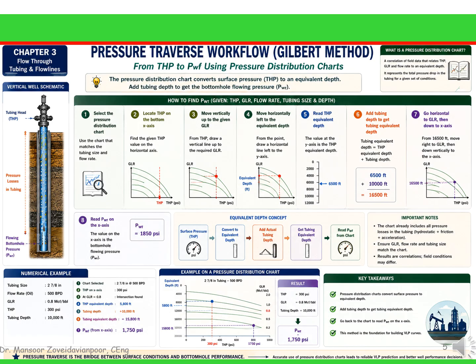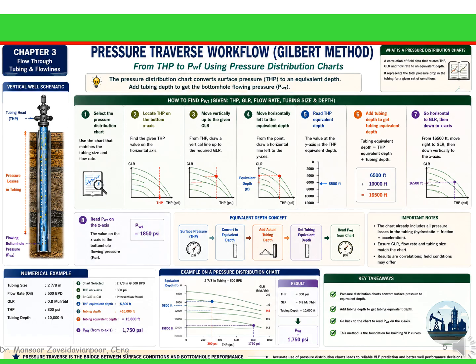Notice what we are doing. We are not solving the entire well in one calculation. We are building the pressure profile progressively, allowing the pressure to change as the fluid conditions change with depth. That's why this method provides much better accuracy than assuming a single average pressure gradient.